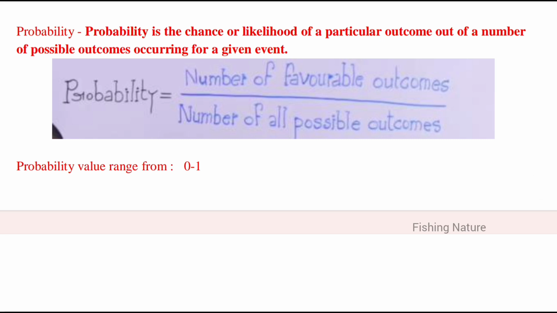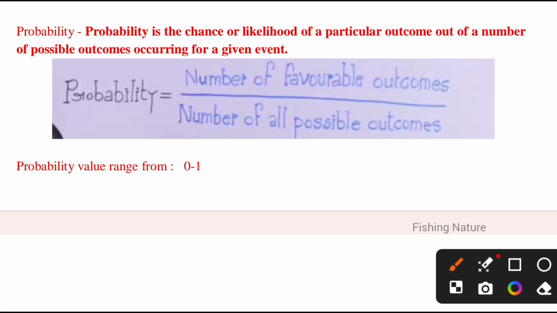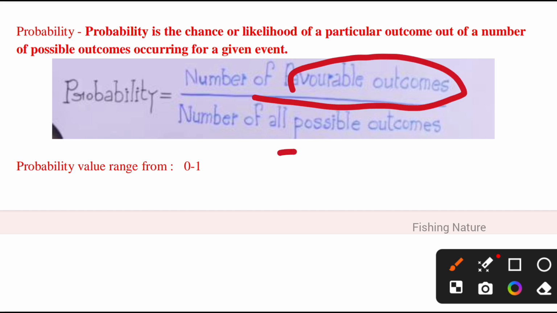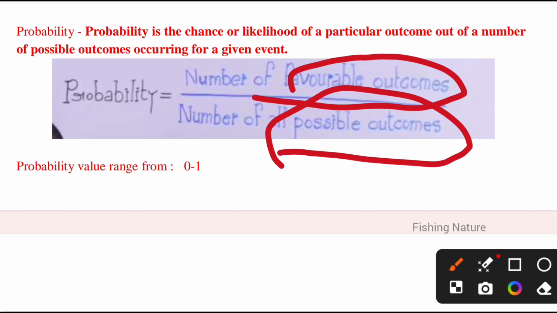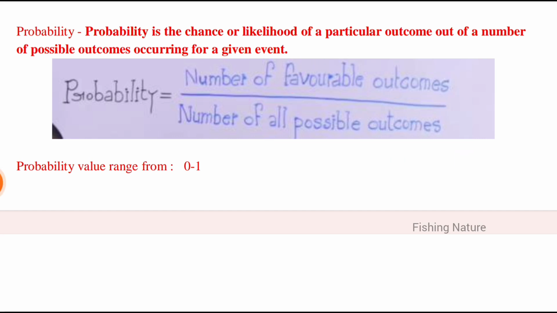Example, we can take these cards. We have to calculate the number of favorable outcomes. How many favorable outcomes are there here? And you have to calculate against all possible outcomes. Here it ranges from 0 to 1.